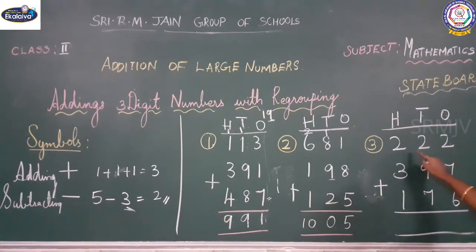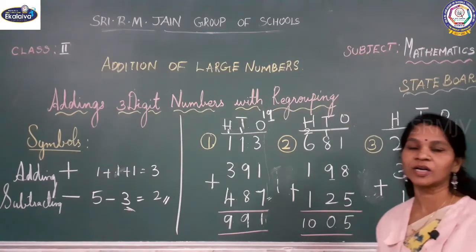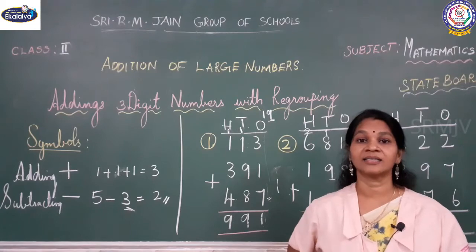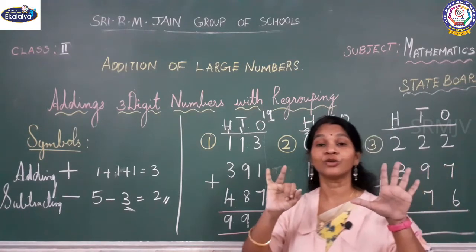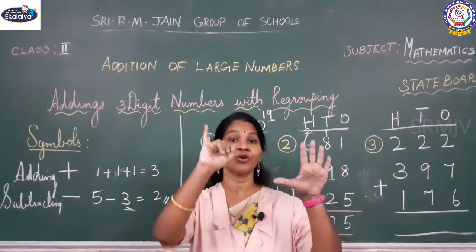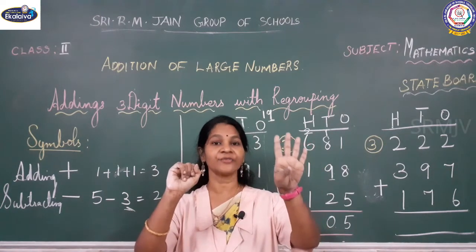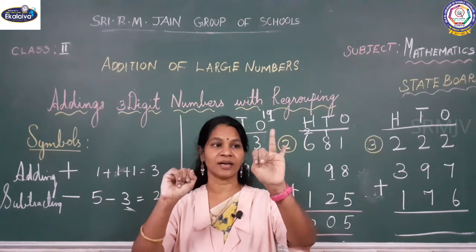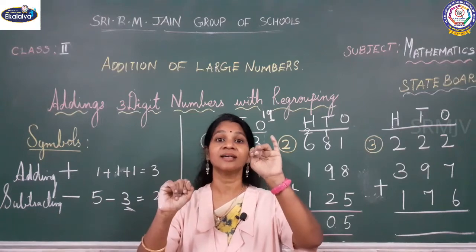176. Now we are going to add first these ones. What are the numbers in the ones place? 2, 7 and 6. Which is the first number? 2. This is the second number? 7. We are going to add 2 and 7. Okay. 2 in the mind and 7 on the finger. 2 after 3, 4, 5, 6, 7, 8 and 9.